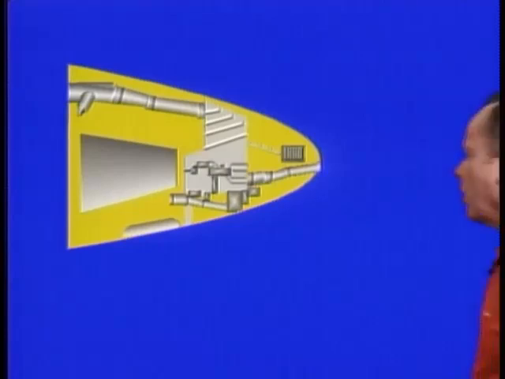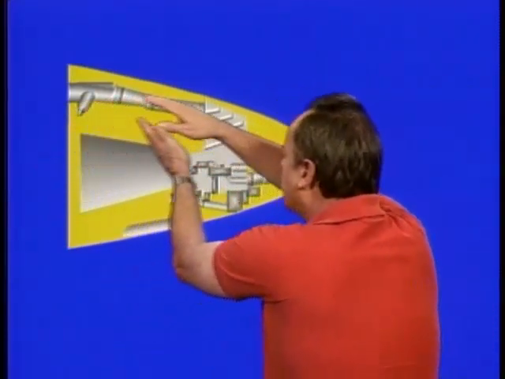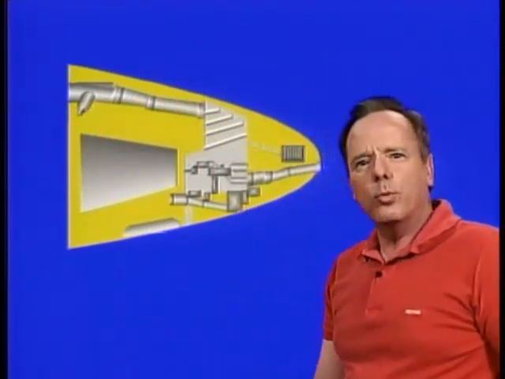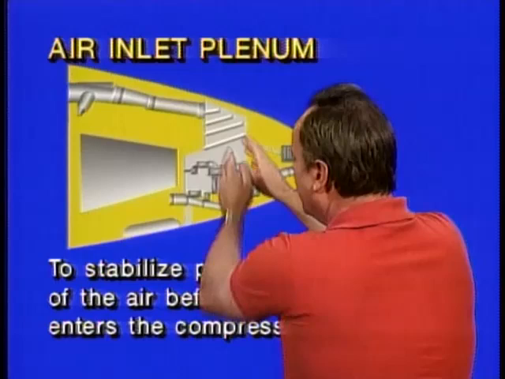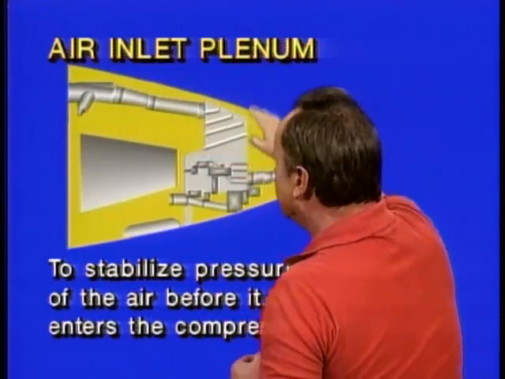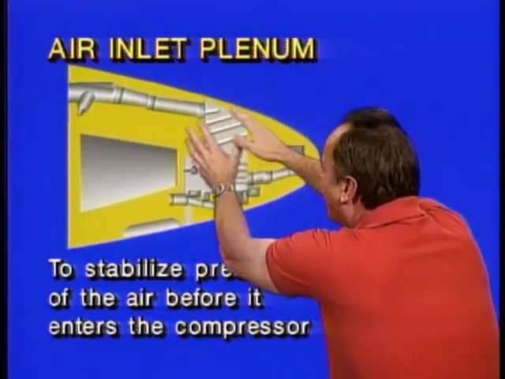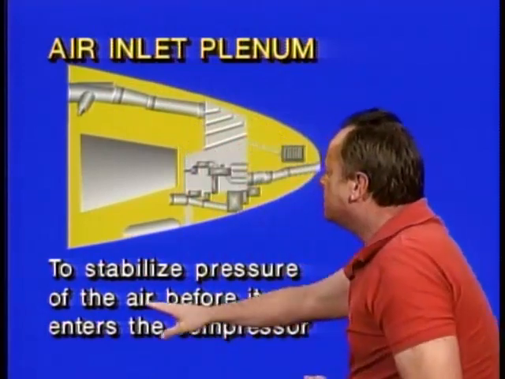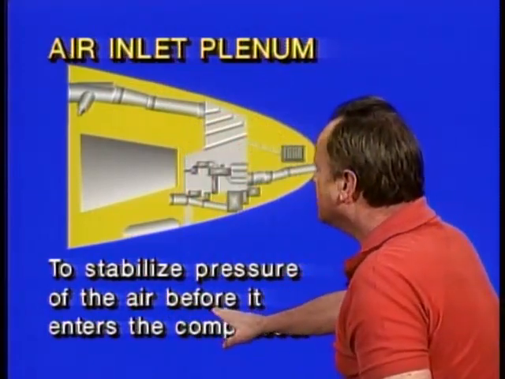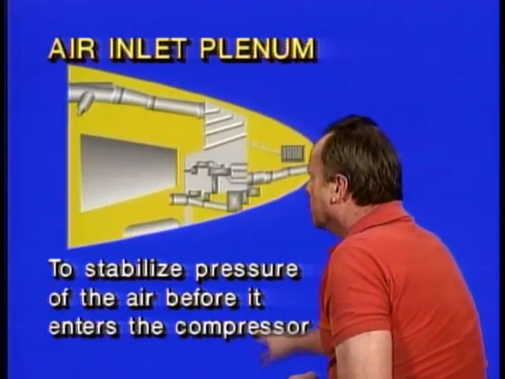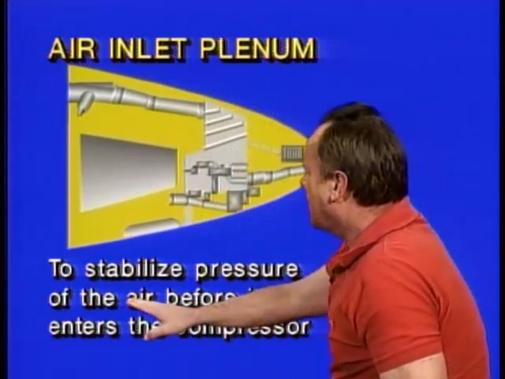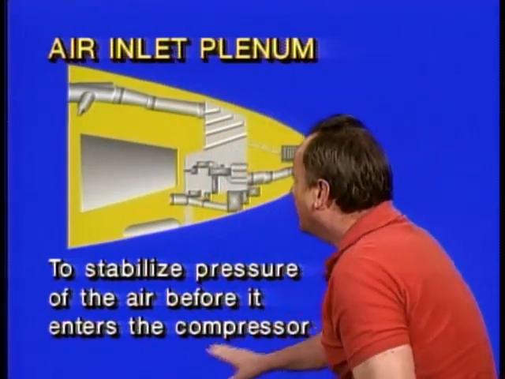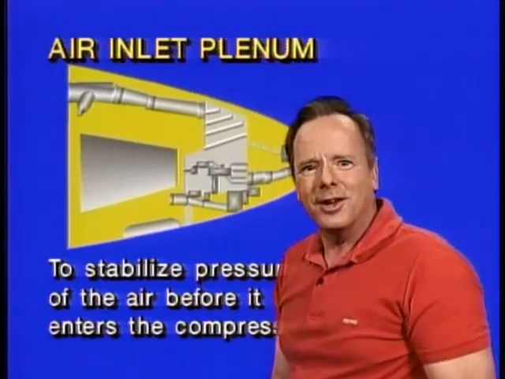Now, for the APU to work best, you need to have a smooth flow of air to the inlet of the APU, and one way you can ensure that is with what is known as a plenum. An air inlet plenum is just an enlargement or a wide spot in the duct, and it allows the air pressure to stabilize before it enters the compressor. So the purpose of this air inlet plenum, that's a wide spot in the duct, is to stabilize the air pressure before it enters the compressor. They're going to ask you about that on the test.